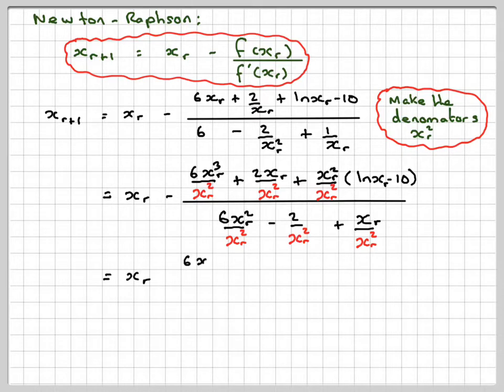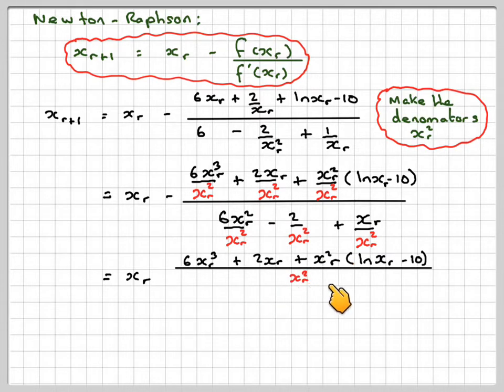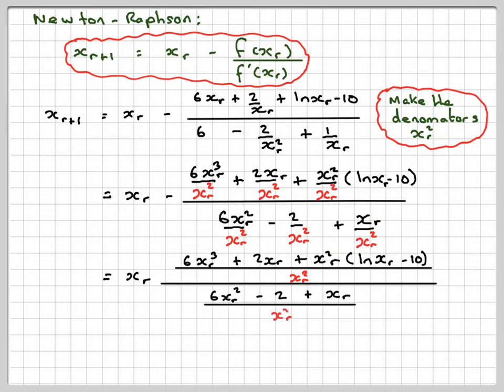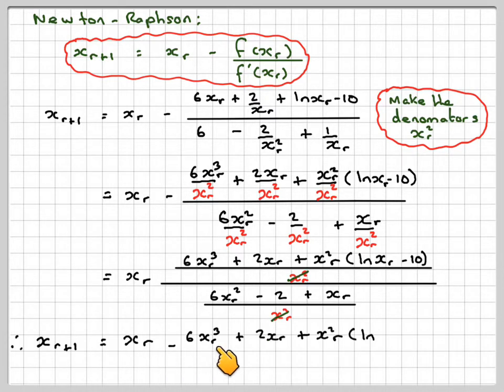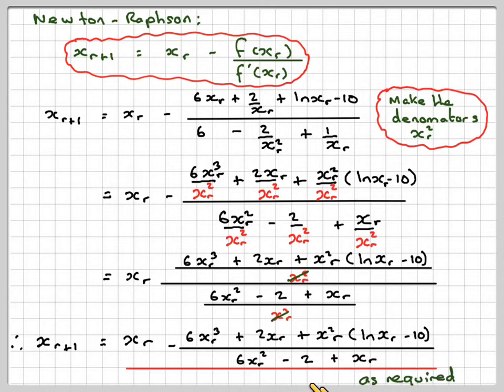Right. So if we would now write the numerator as 6x_r cubed plus 2x_r plus x_r squared times ln of x_r minus 10 over x_r squared, because we've got the same denominator, and the same for the denominator here, we're going to write that as 6x_r squared minus 2 plus x_r over x_r squared. Obviously the x_r squared will cancel out, and we'll be left with the required result: x_(r+1) is x_r minus (6x_r cubed plus 2x_r plus x_r squared times ln of x_r minus 10) over (6x_r squared minus 2 plus x_r), as required.